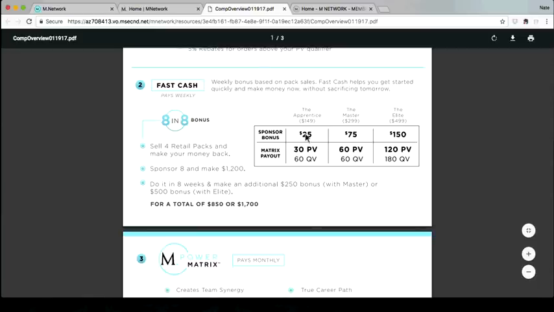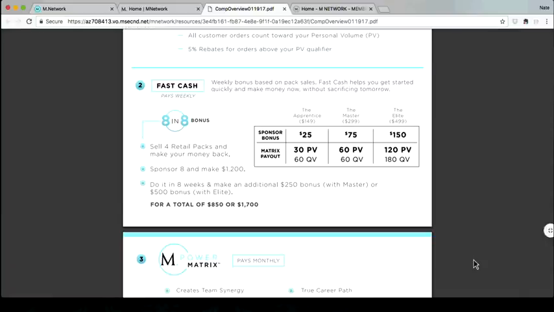The reason I said we break it down into 2 is because of this next level. You see the matrix payout is 30 in PV on the Apprentice Pack, 60 in PV on the Master Pack, and then 120 PV on the Elite Pack, which is cool because that means that we pay out real quick the Fast Cash, but then when we pay out that current month's matrix payout, you're also getting some money based off of that, and it pays out through the upline as well. And so you're not having to wait 60 to 90 days or more for that next payout.